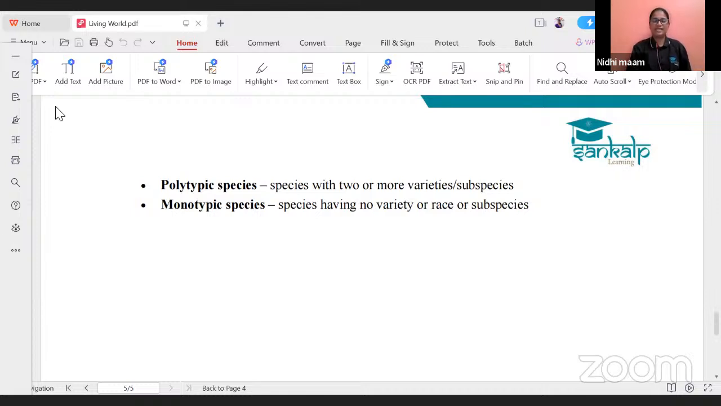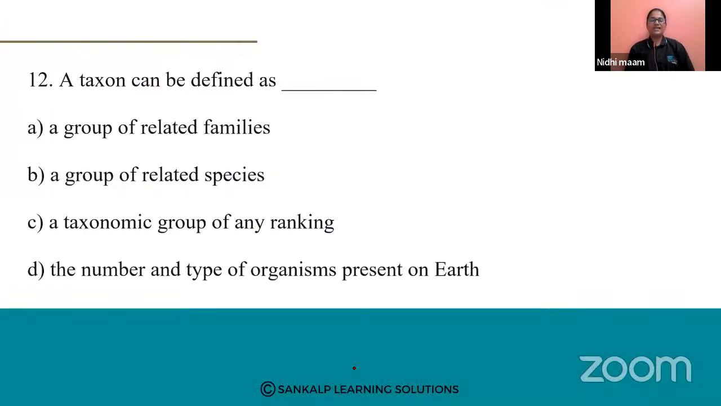So these are the CET notes. Now let us proceed with our question and answers. Yeah, a taxon can be defined as, what do you mean by taxon? A group of related families, a group of related species, a taxonomic group of any ranking, the number and type of organisms present on earth. What do you mean by taxon?